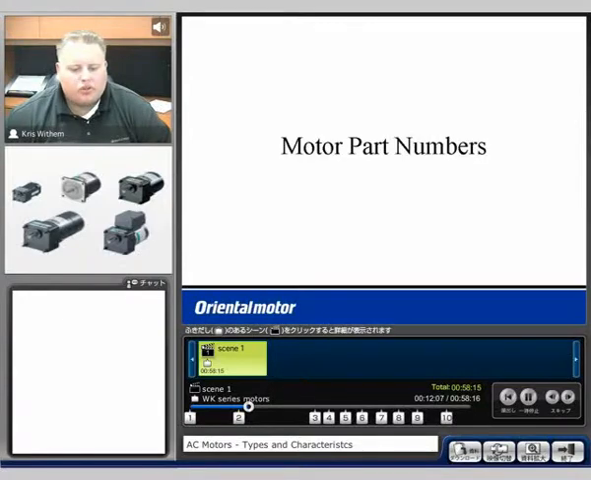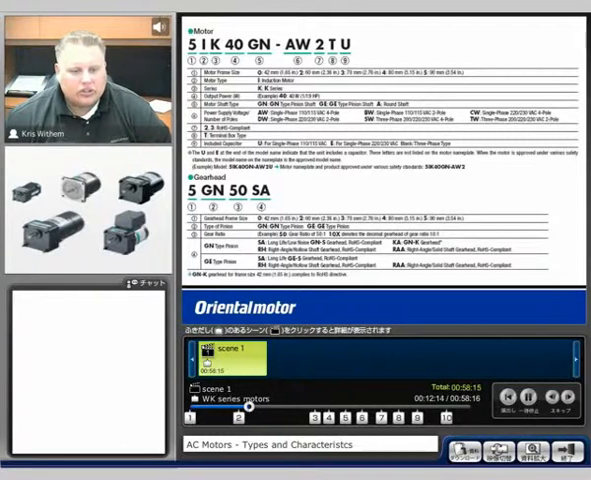Going over basic part number structure, this is a lot less complicated than it looks. A lot of these part numbers, if you see here, look a little intimidating. Each part number has a series of letters and numbers, and each letter and number signifies a different type of specification. For example, the first spot here designates which frame size we're using. A 5 in this case is listed right here, a 90 millimeter square frame, or 3.54 inches.